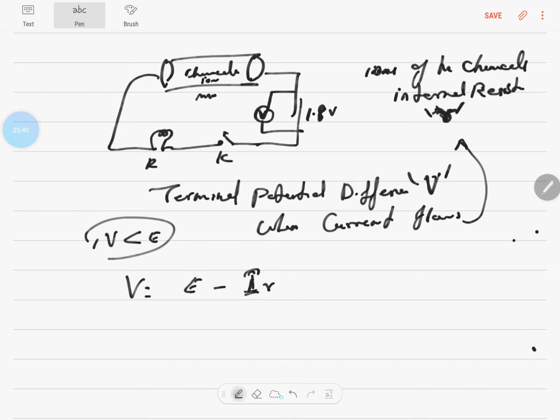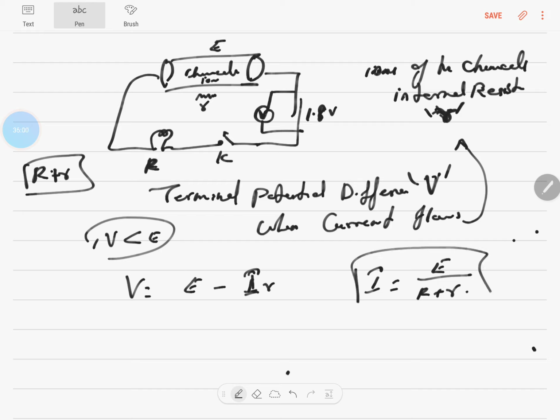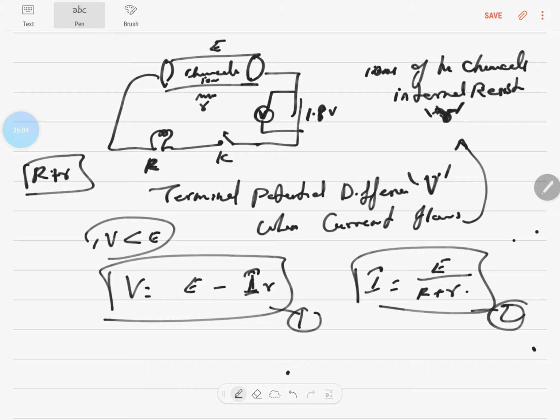And also, you should know that I is equal to E by capital R plus small r. The total resistance is the internal resistance plus capital R. So total resistance therefore is capital R plus small r because they are both in series. And so at any point of time, this is E. You have to remember these two equations, which form the crux, the fundamental of this entire lesson.